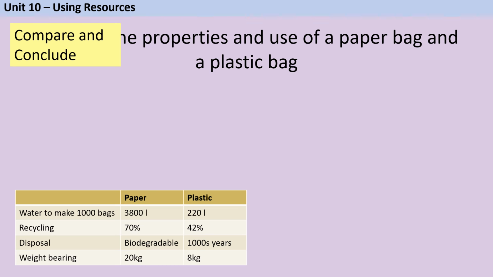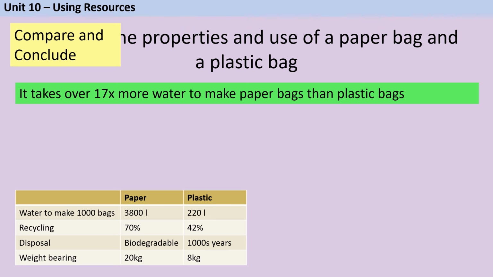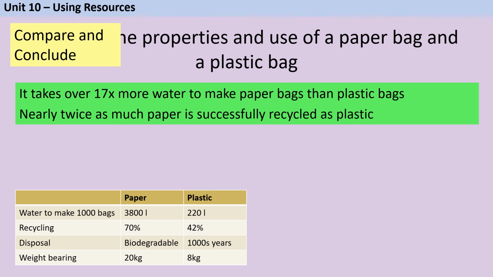paper uses substantially more water to make 1,000 bags. But I don't just want to say it makes more, I don't just want to quote a value, I'm going to say it takes over 17 times more water. Next, I'm going to look at recycling, and here I can see that paper has the advantage. So I can say that nearly twice as much paper is successfully recycled as plastic.